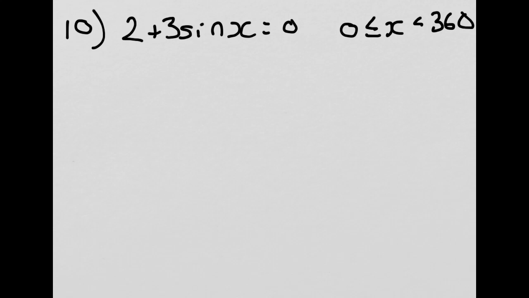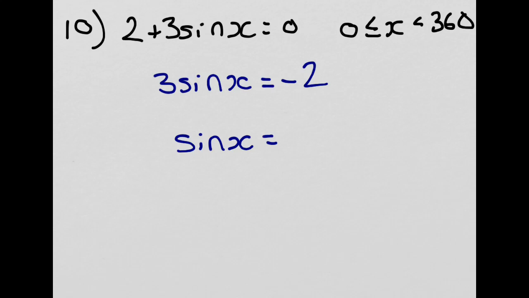In question 10, we're asked to solve algebraically the equation 2 plus 3 sin x equal to 0. First thing we want to do is take over this 2 so that we're left with the sin x term on the left hand side. So we know that 3 sin x is equal to minus 2. Then we need to find out what sin x is, and then we find out our angle.